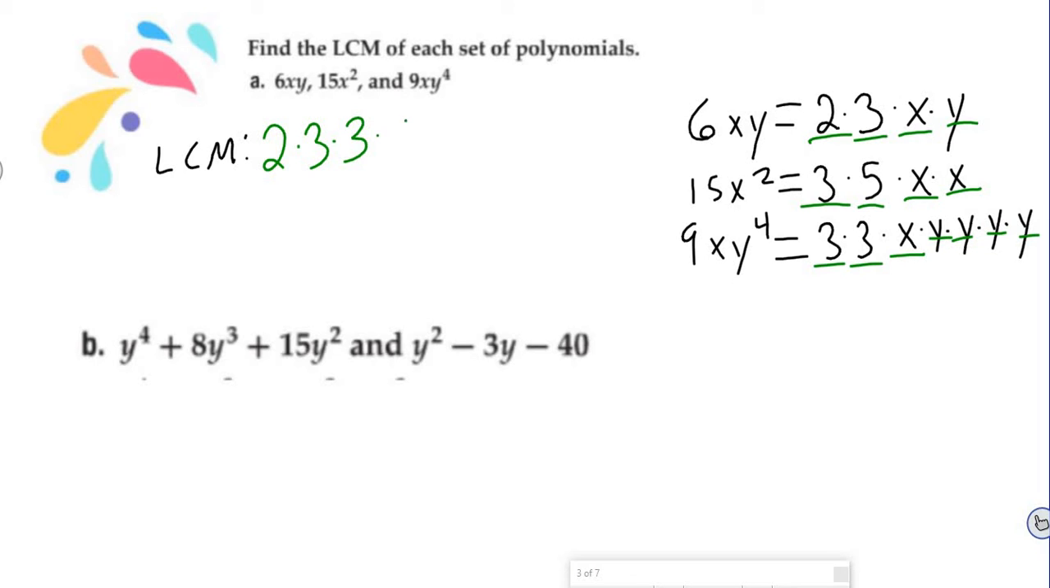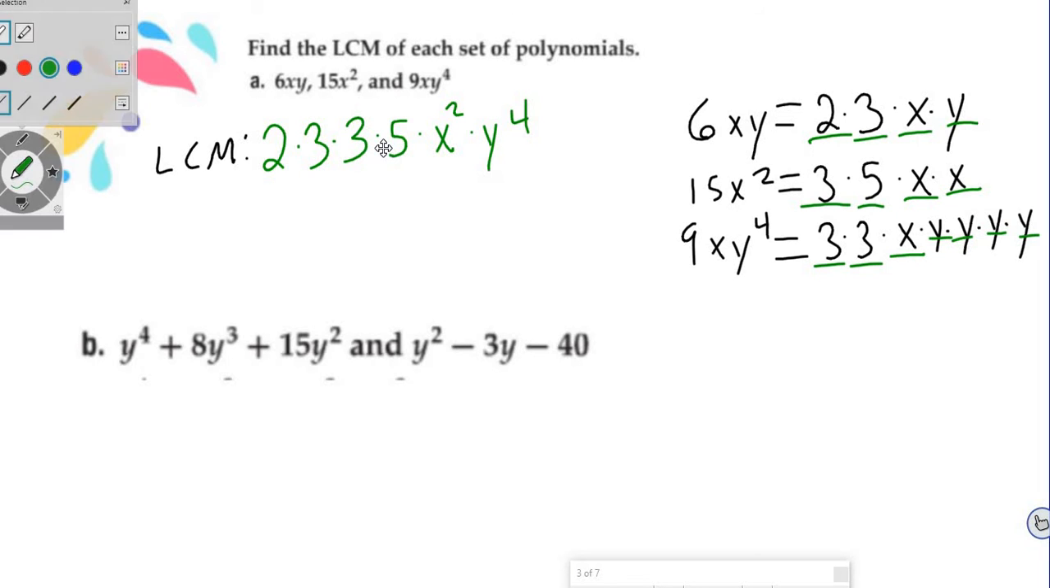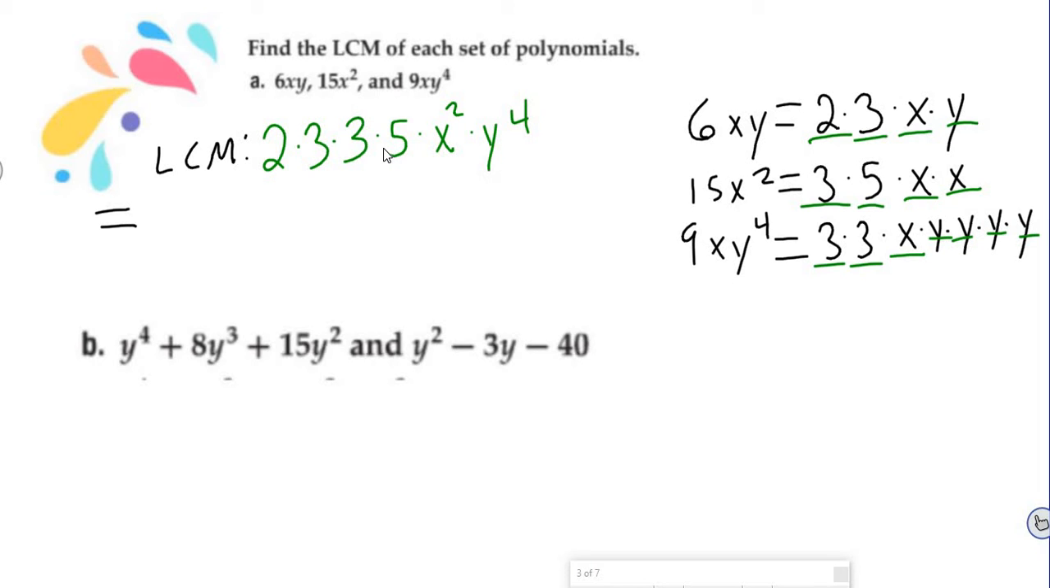We're going to have a times 5, and then we have our x squared times y to the 4. Alright. So then, if we combine everything, 2 times 3 is 6, times 3 is 18, times 5 is 90. So we would have 90 x squared y to the 4th.